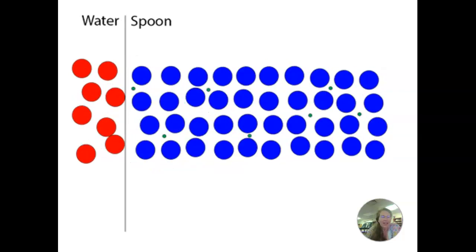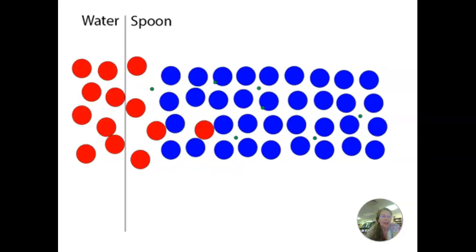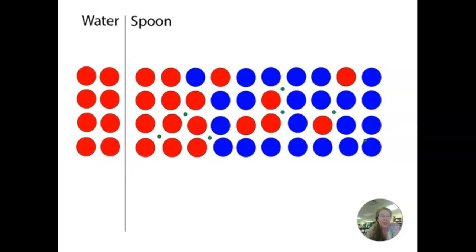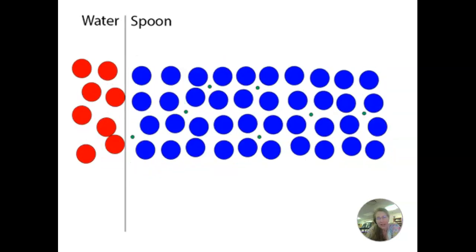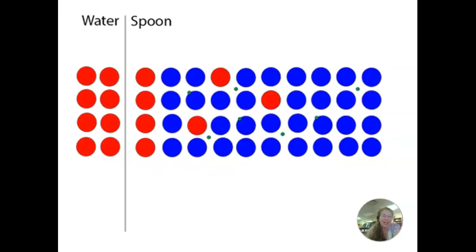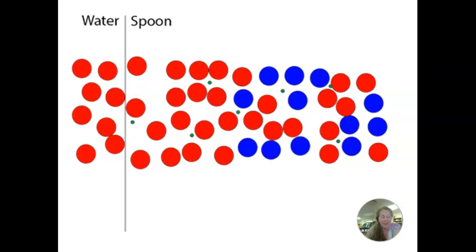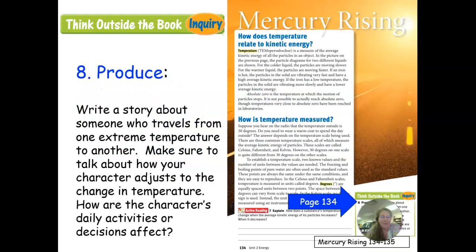So here we have an example of hot water, and we put the spoon in the hot water. And this temperature is being spread to the spoon, and that's going to be a tie to our next part of the lesson. Number 8 says to produce a story about someone who travels to an extreme temperature, and there's a handout for this. So pick up the handout, and that will give you more space to write your story.